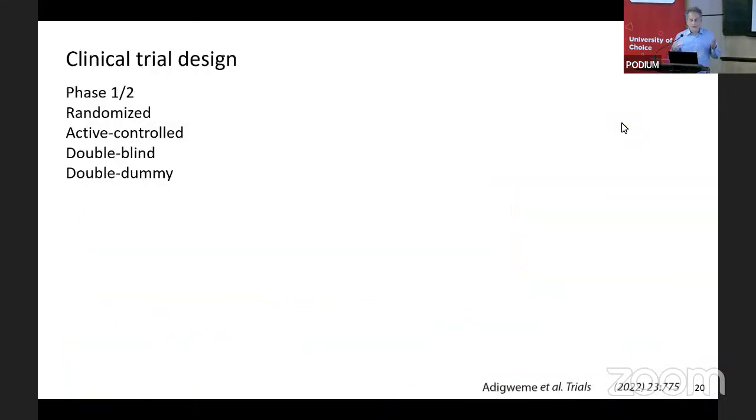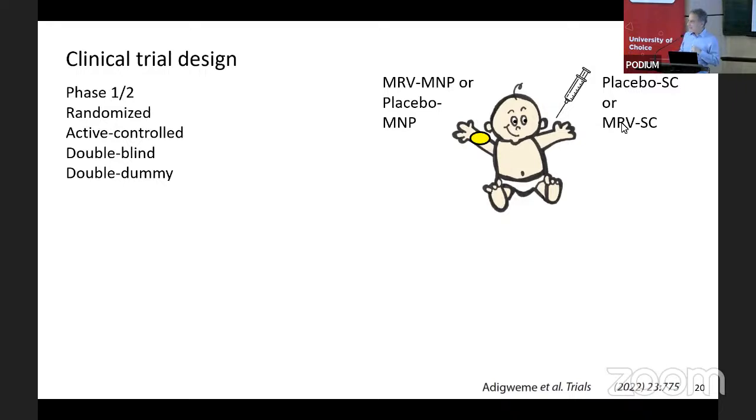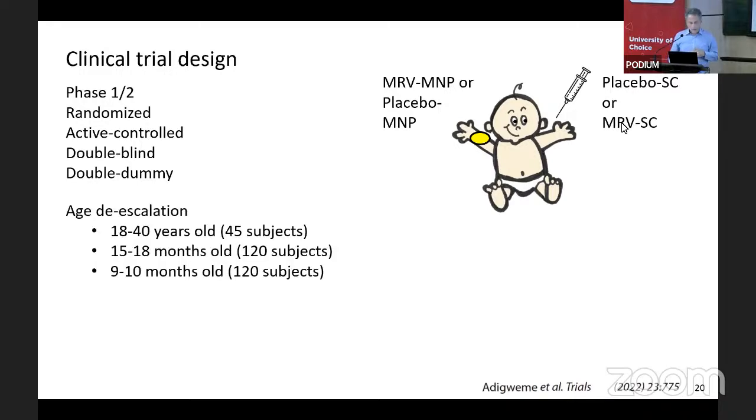So the trial design here was a phase 1/2 trial. It was randomized, active controlled. It was double blind and double dummy. I'll explain what that means, which is every kid in the study got both a shot and a patch. If you don't do it that way, then you can't blind the study. Everyone knows who got the shot and who got the patch. You can't tell the difference. So every kid either got their vaccine by shot and a placebo patch, or they got a placebo injection and they got a vaccine patch. And so that way we could make it truly blinded. It was an age de-escalation design where we started out in some adults just to make sure that safety checked out.